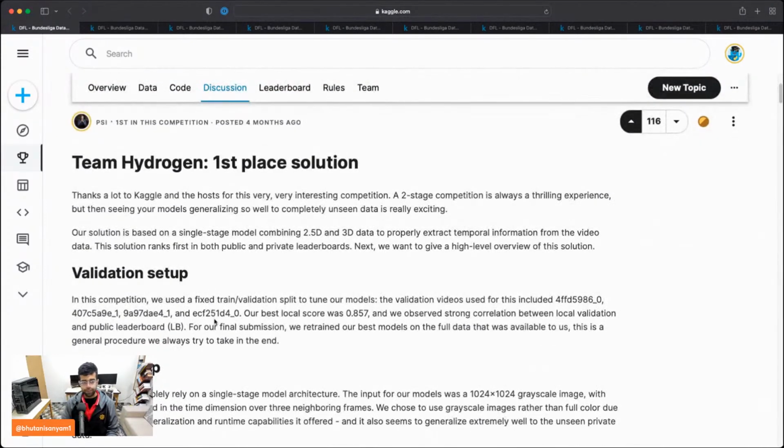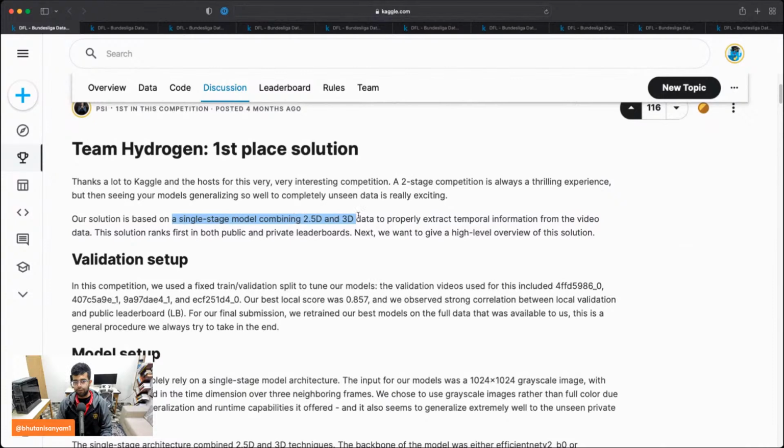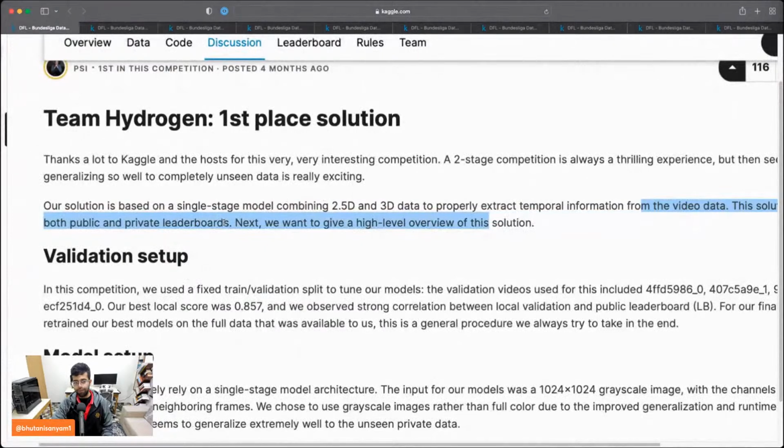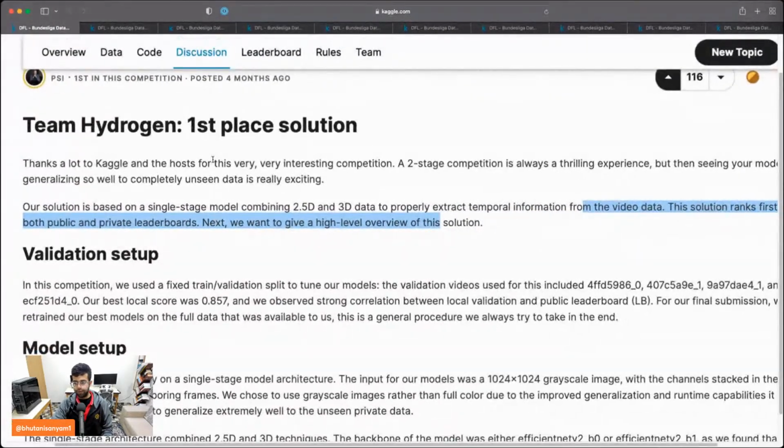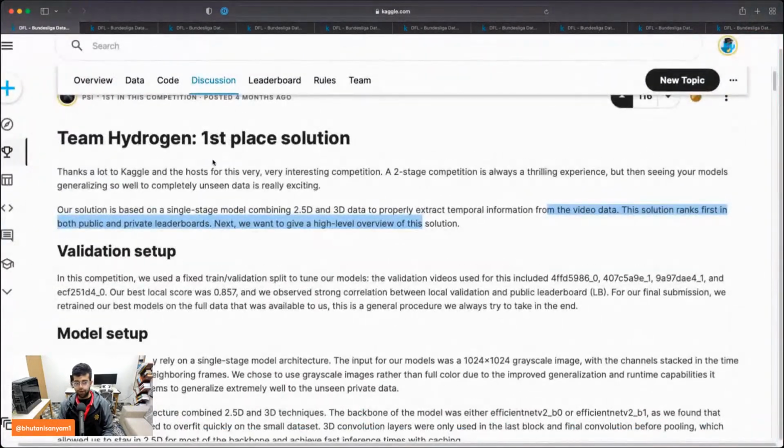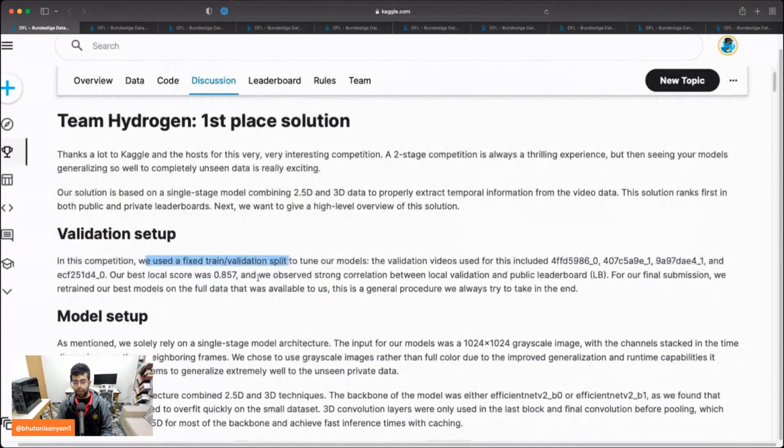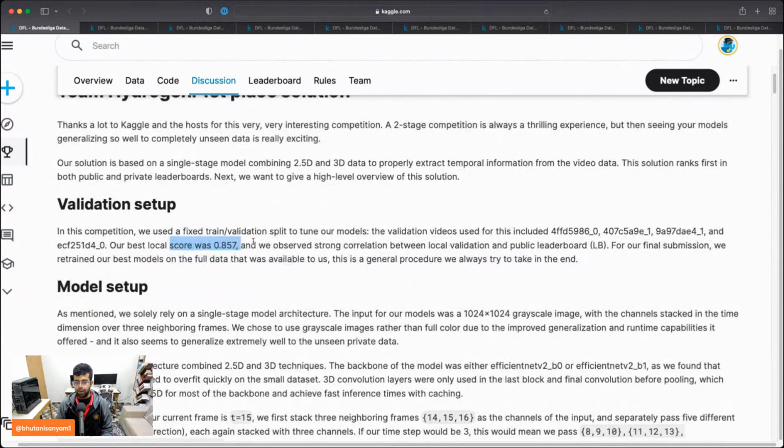Cool. So here's the solution. They say it combines a single stage model with 2.5D and 3D data to properly extract time related info from the video. The solution ranked first both on public and private LB. Here's the overview of their solution. For validation, as I pointed out earlier, they used four videos for validation, and they had a fixed train and validation split throughout the competition. Their best local score was 0.85. On LB, they scored 0.9, if you remember. And they observed strong correlation between local validation and LB.